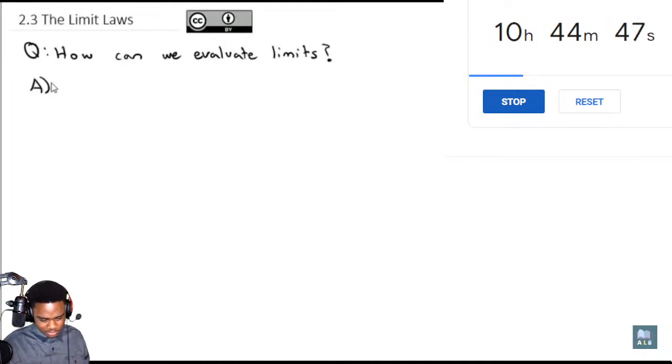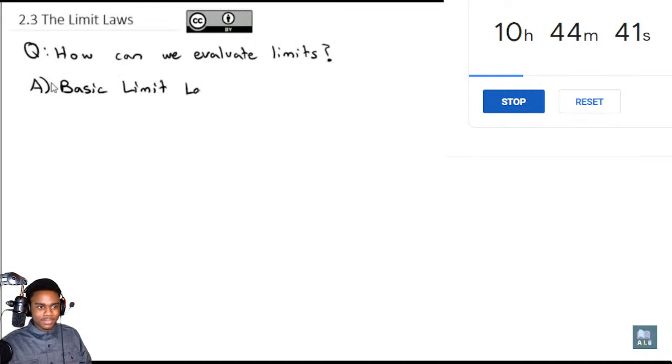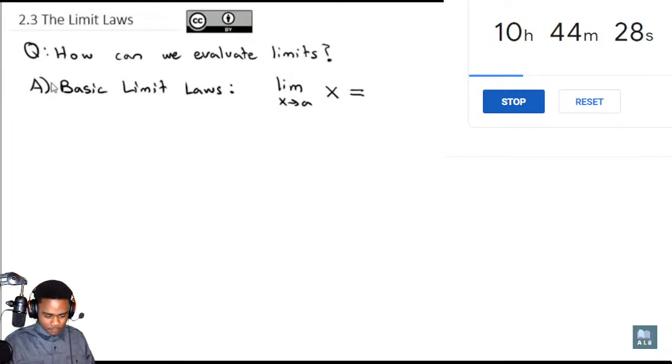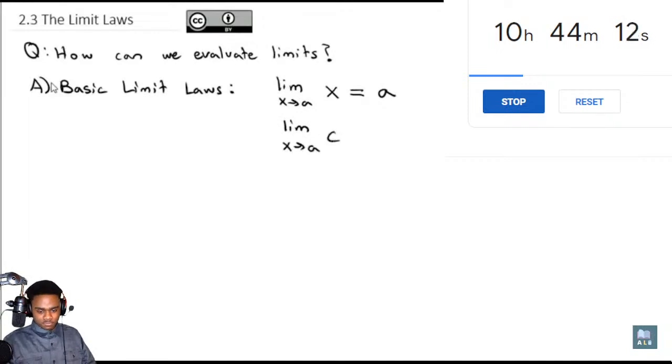First, there are two basic limit laws. The first is that the limit as x approaches a of x. Since x is a straight line with no holes or gaps or any funny actions happening on the graph, we can say that limit is going to equal whatever number we're checking on the graph. The second limit is as x approaches a of some constant c, where c is just any number, but there's no x's in there. Then that is going to always approach that constant, or c.